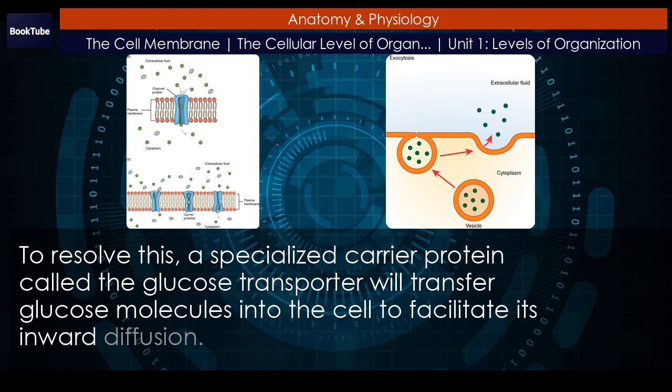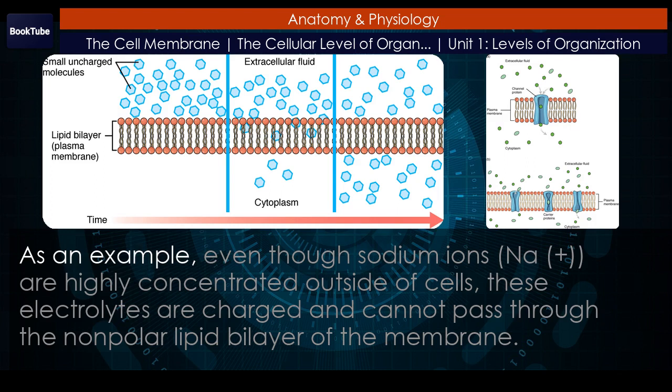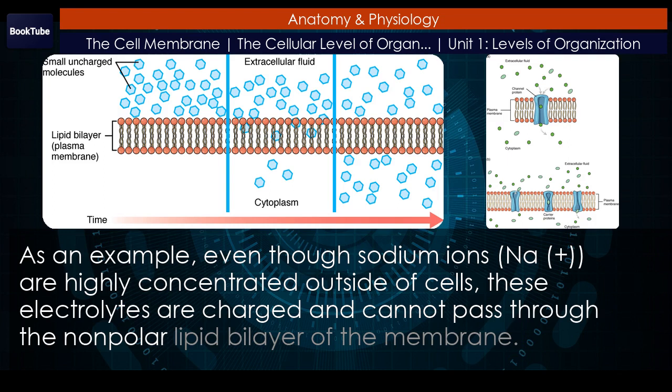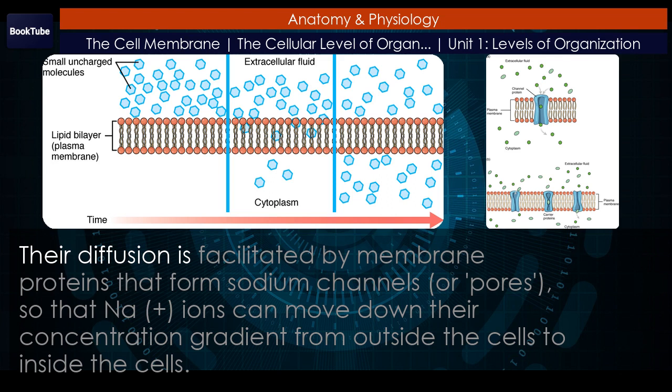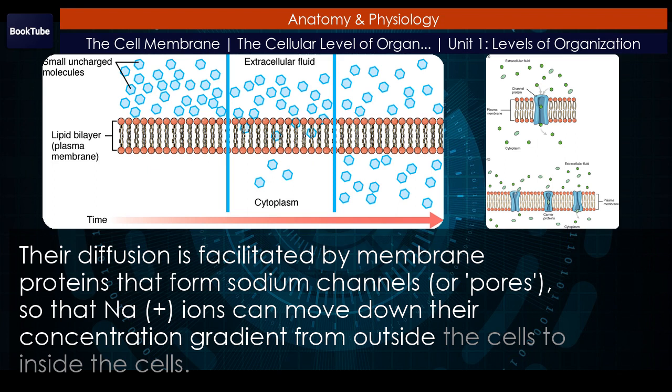As an example, even though sodium ions, Na+, are highly concentrated outside of cells, these electrolytes are charged and cannot pass through the nonpolar lipid bilayer of the membrane. Their diffusion is facilitated by membrane proteins that form sodium channels, or pores, so that Na+ ions can move down their concentration gradient from outside the cells to inside the cells.